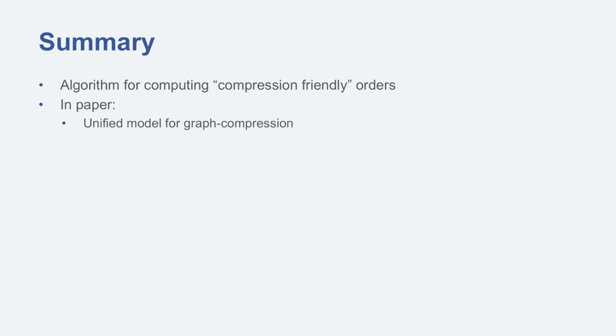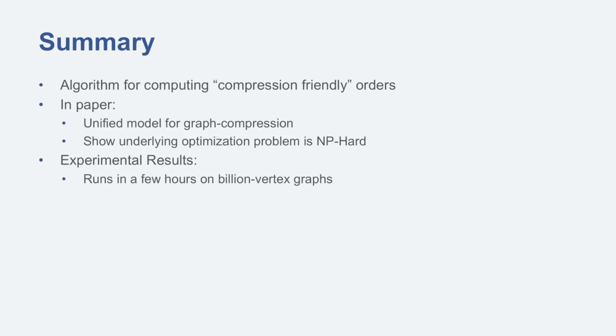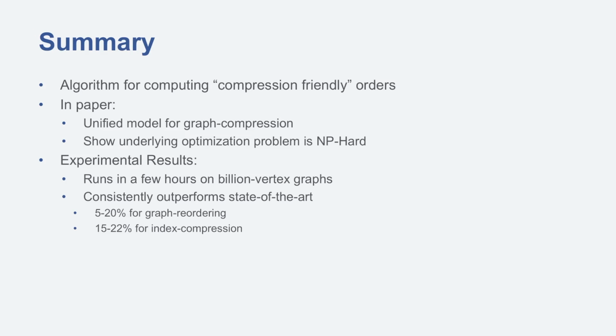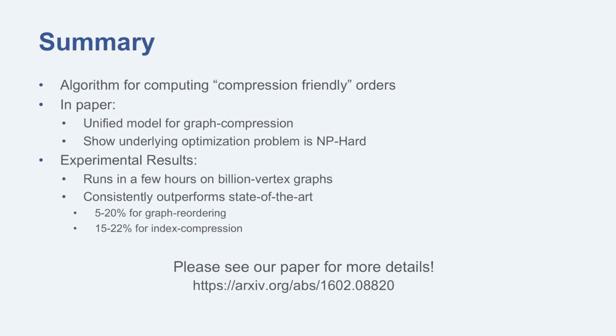In summary, we give an algorithm for computing compression-friendly orders of graphs and indices. In the paper, we give a unified model for graph compression that captures both graph reordering and index reordering. We show that the underlying optimization problem that minimizes the number of bits in this manner is NP-hard. We show that our algorithm is highly scalable, running in just a few hours on billion vertex graphs. It also consistently outperforms the state-of-the-art in graph reordering and index compression. Please see our paper for more details.